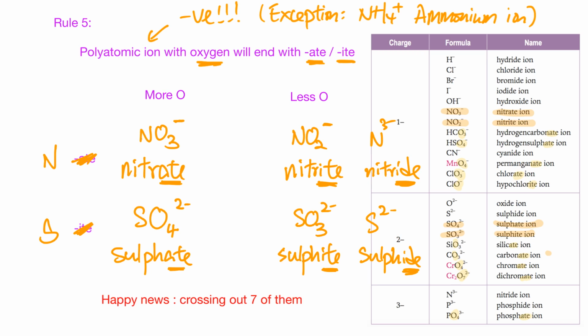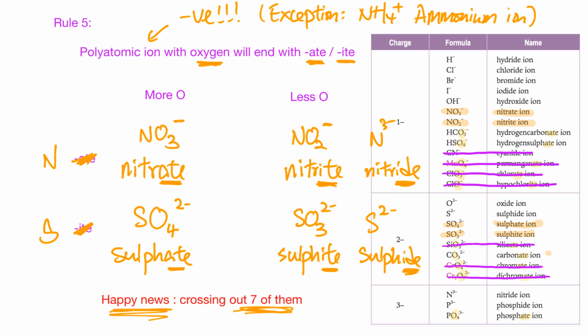And one more thing is happy news. We are not required to memorize all these things in the tables. We need to cross out 7 of them. But before that, we just go through. We just cross out first. So we are going to cross out cyanide ion, permanganate ion, chlorate, hypochlorite, and then we have silicate, chromate, and dichromate. So we are crossing these 7 polyatomic ions. You don't need them for the exams.